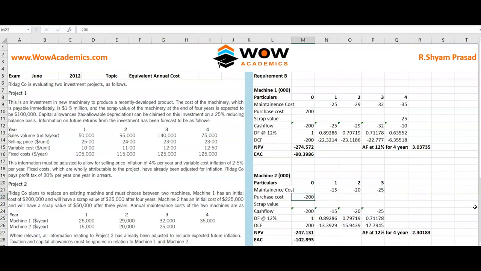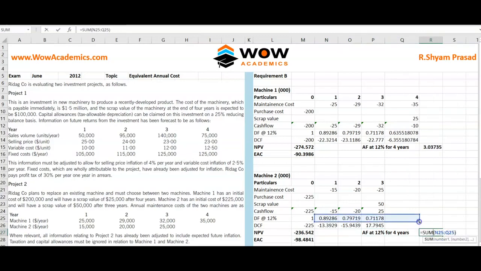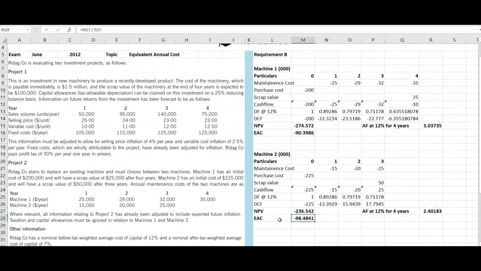The purchase cost of the machine is going to be different. It is 2,25,000. So here we have the value and the scrap value is 50,000. The scrap value will occur in the third year itself, so it's going to be 50. So we got all the cash flows. The discount factor will remain the same, there's not going to be any change. DCF also will be the same. NPV will be the same. Just check whether it is correct. Yes, we have the same 3 years numbers and this will be our EAC. So we have done it.